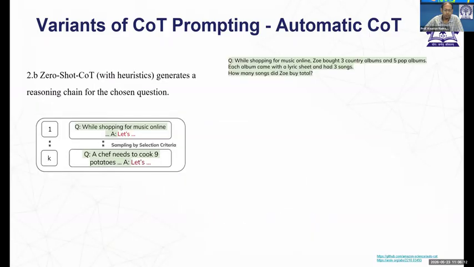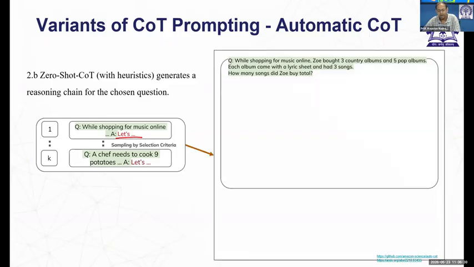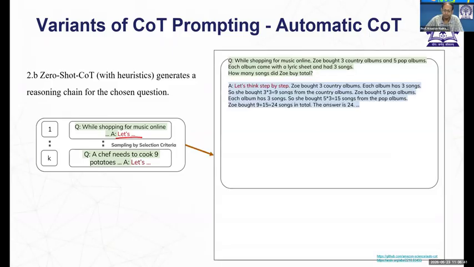you use the zero-shot chain of thought to generate the reasoning chain. How do you use it? You simply add this line, let's think step by step, and it will generate the reasoning process. For example, take this question. While shopping for music online, Joe bought 3 country albums and 5 pop albums. Each album came with a lyric set and had 3 songs. How many songs did Joe buy in total? This is the question. And I am just adding, let's think step by step.